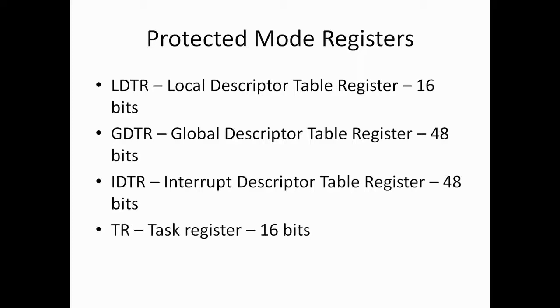Then there are certain protected mode registers. These things will become clear tomorrow, but do understand that there is a local descriptor table register, a global descriptor table register, an interrupt descriptor table register and a task register of 16, 48, 48, 16 bits respectively. Just note it down, and tomorrow when we deal with segmentation in greater detail, we will understand where these are used.